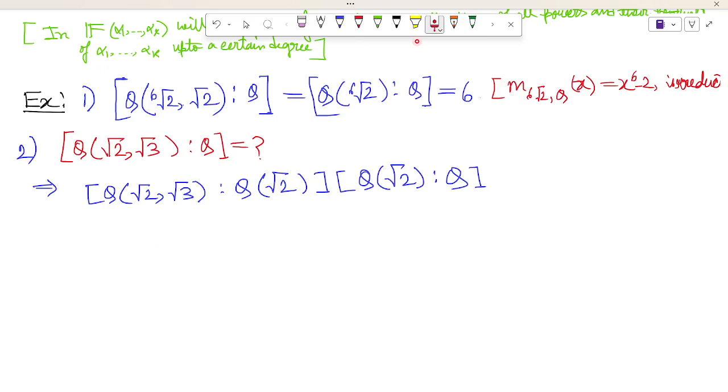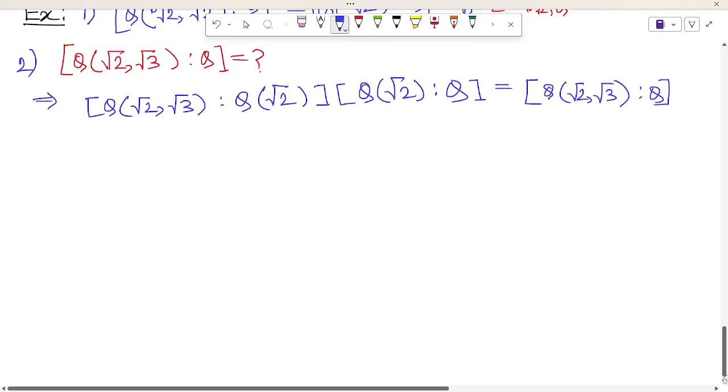That is my question. If I can know this, then I can determine this by multiplying them. Okay. Now, we can do it in two ways, but I will mention both ways here.